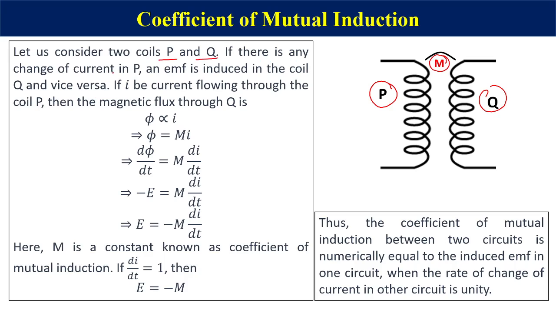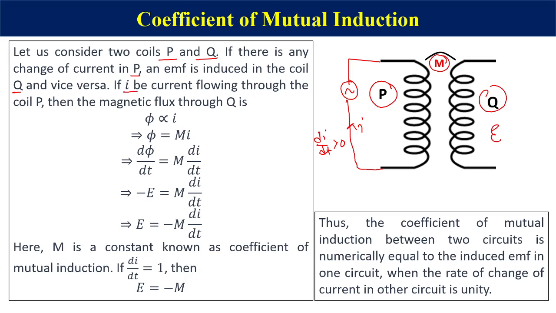Now if there is any change in current in P, an EMF is induced in the coil Q, and vice versa. That means if you connect P to an AC source and change the current, so that di/dt, the rate of change of current, is positive, that is, the current is increasing with time, the effect will be observed in Q. That means an EMF E will be produced in Q. And vice versa, if you connect the AC source to Q, the current in Q will change and an EMF will be produced in P. These are quite equivalent to each other, right?